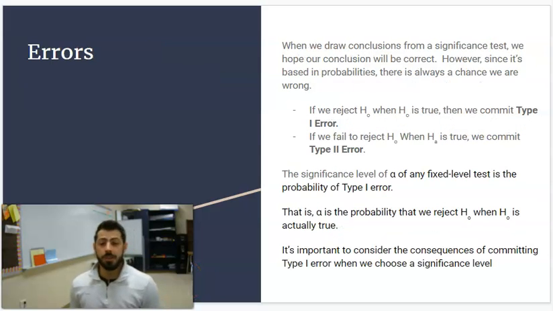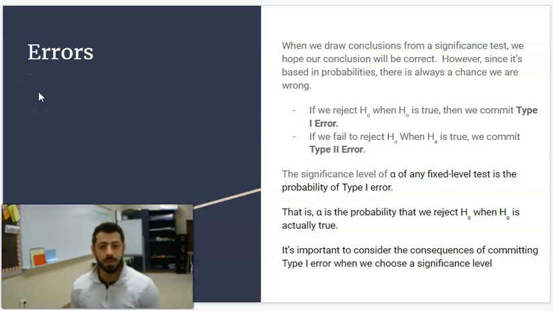Now, when we draw conclusions from significance tests, we always hope that we're correct, but since everything we're doing is based in probabilities, then of course there's a chance that we're wrong, just like everything else. So there's two types of errors we can make. The first one, type 1 error, is when we reject the null hypothesis when we weren't supposed to. Basically, if we say, nah, you're lying, but he was actually telling the truth, then that's called type 1 error.